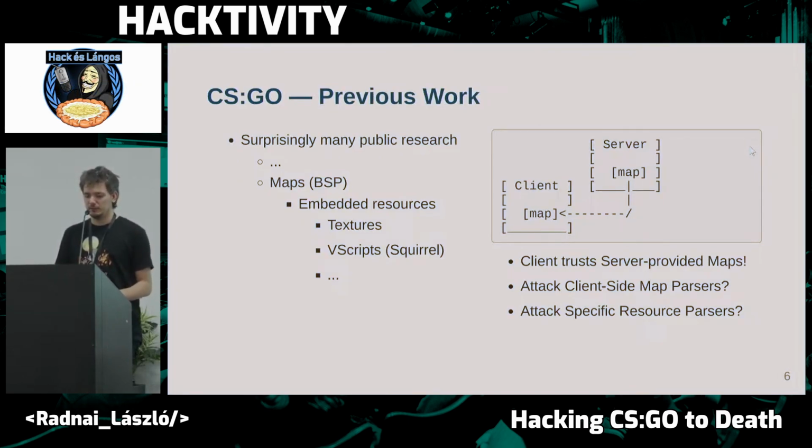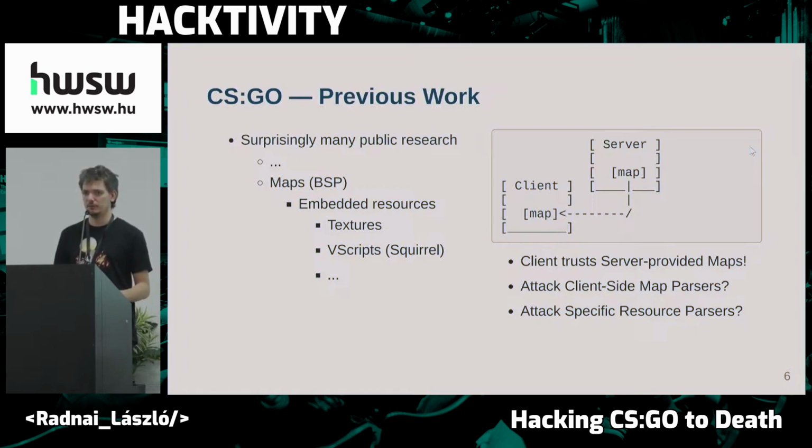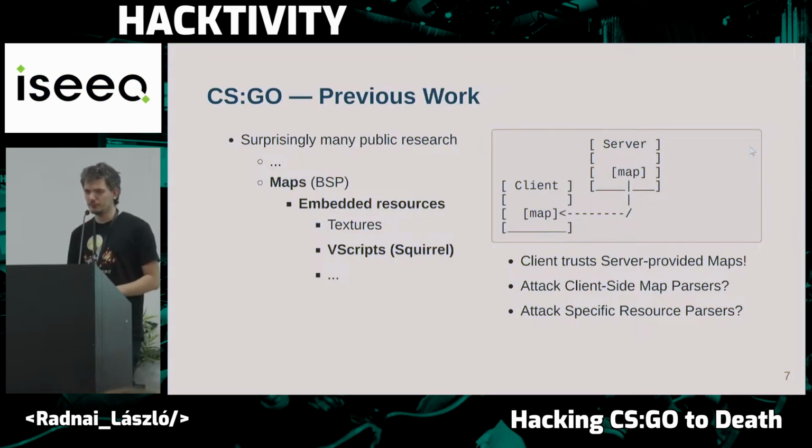There is surprisingly much public research here, so you can just search for it. In maps, there are various ways to include some malicious stuff and try to find vulnerabilities that are present when parsing maps. And when you connect to a server and the map is not on your machine, the client automatically just downloads it and trusts it completely. So you can attack specific resource parsers here. And what I did was finding bugs in the Squirrel interpreter engine.